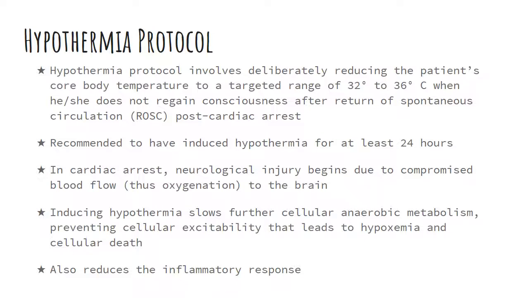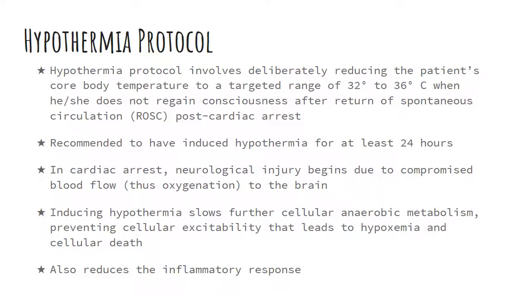So the protocol itself. The hypothermia protocol involves deliberately reducing the patient's core body temperature to a targeted temperature range. This range is typically 32 to 36 degrees Celsius. This is done only if he or she does not regain consciousness after return of spontaneous circulation post cardiac arrest. So you really only initiate this protocol if the patient goes into cardiac arrest, you do CPR, and the patient does have spontaneous circulation return, but they don't regain consciousness. It is recommended to induce hypothermia on these patients for a minimum of 24 hours.